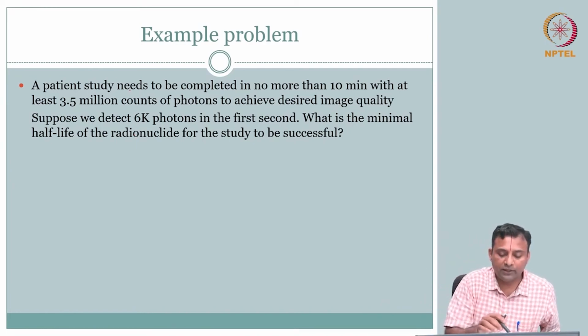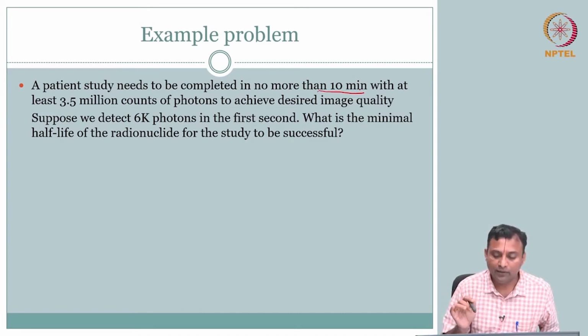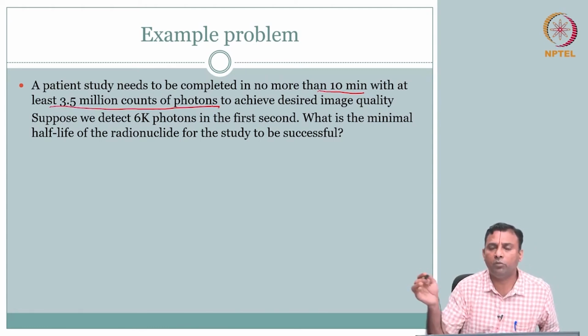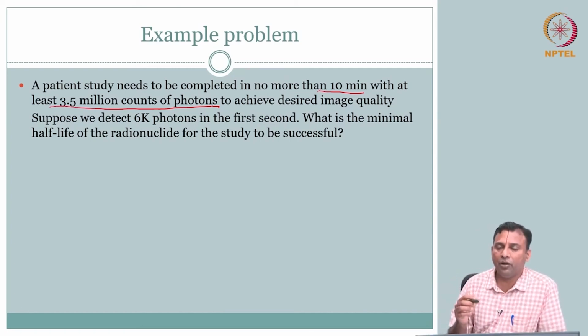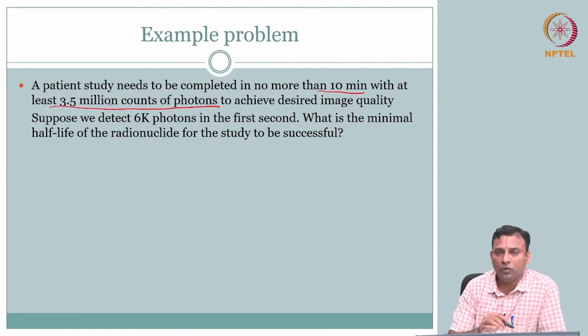So, key information, the patient study needs to be completed in no more than 10 minutes. This is a practical constraint. I want to do the imaging in 10 minutes, but I need to have at least so many counts of photons, because we will talk about the signal to noise ratio, but you know already the number of photons has an influence on image quality. We said X-ray photon, we did that. So, here it is going to be gamma photon. The detail might be slightly different in how you capture it, but the concept is going to be similar. So, you need more photons to have good quality.